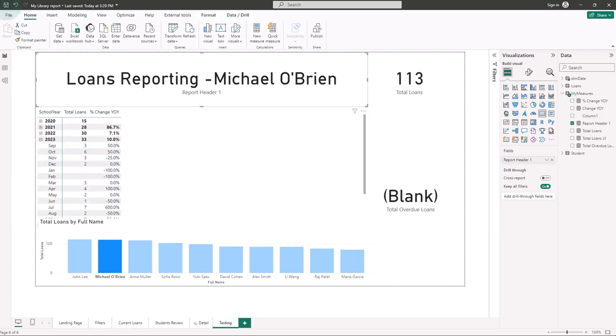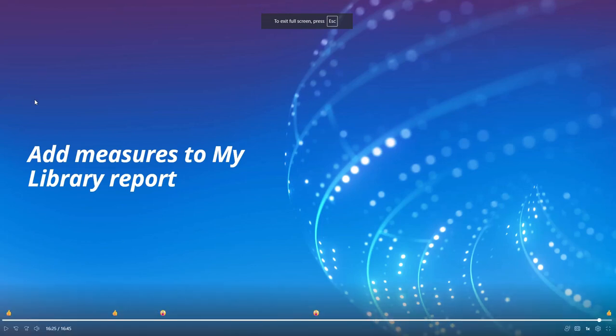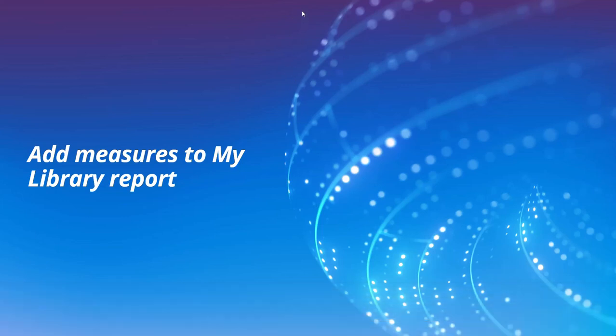And this brings us to the end of the exercise. During this exercise, we added measures to my library report. We created measures that use both numeric values as well as text, and we introduced them into our visuals.